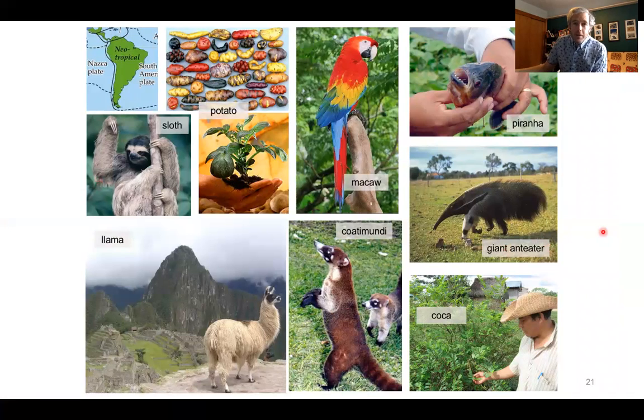If we look at the South American plate, we start to get some more bizarre animals. So for example, we have sloths, the original potato, macaws, these very large, beautifully colored parrots. Coatamundis, these things that are a bit like a very bizarre and slightly cuter raccoon. Coca plants, giant anteaters, and piranhas. All of these groups of animals and plants are things that are unique to the neotropical South American plate.